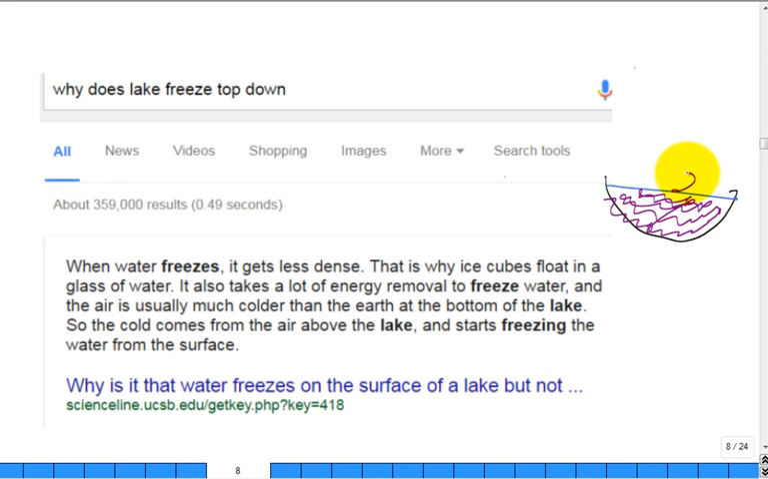So what happens is the lake freezes from the top down, and it gets so thick in some states up north that you can drive vehicles and do all sorts of fun stuff on lakes because you can drive your car out there. Who's ever driven a vehicle out?